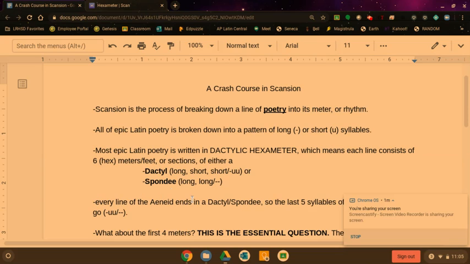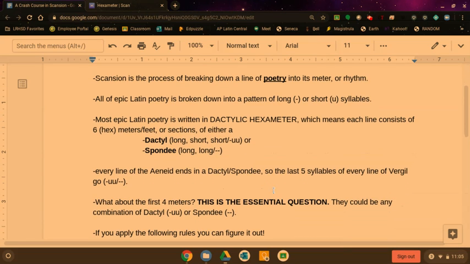Every line of the Aeneid ends dactyl, spondee. So we're going to go over some rules here, and the first thing you typically do is you mark the end of the line, because every line of poetry ends the same way, and they end dactyl, spondee. So they go long, short, short, long, long.